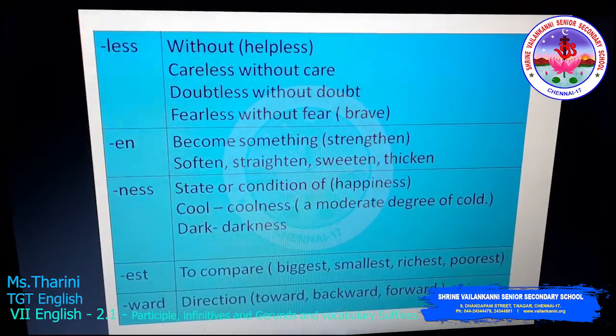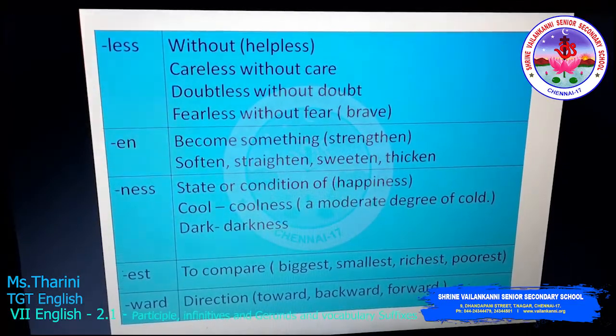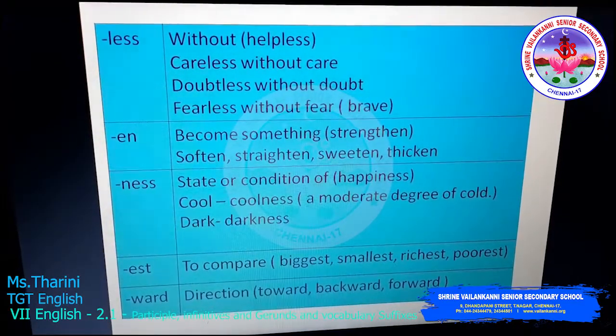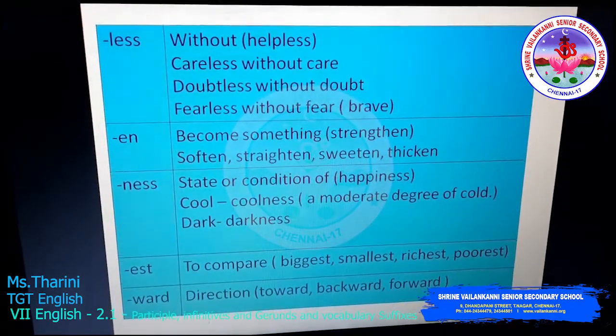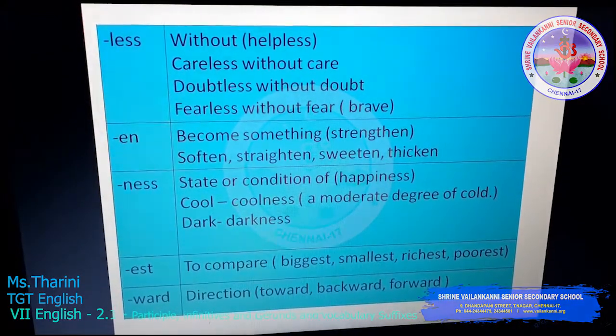Est, to compare. Biggest, smallest, richest, poorest, you compare here. Ward, direction. Toward, backward, forward. So these are some examples of suffixes.